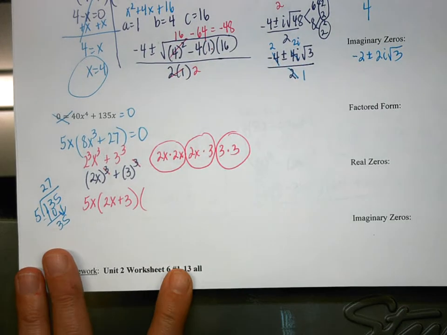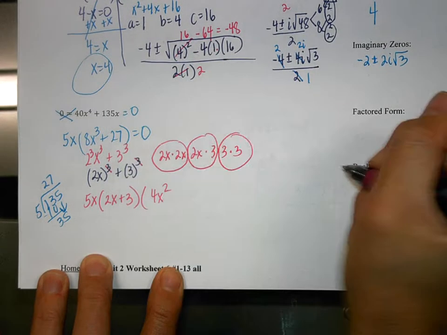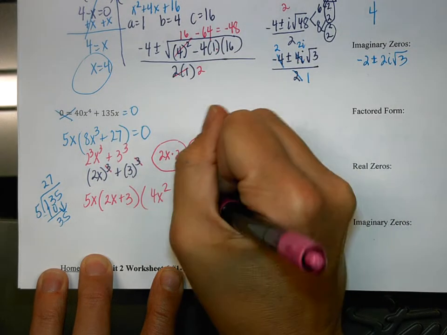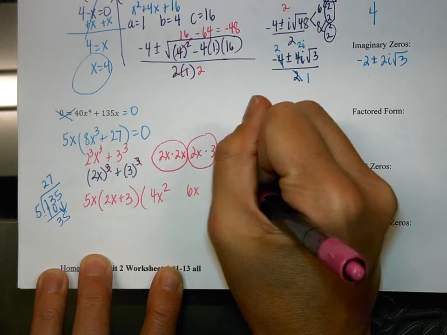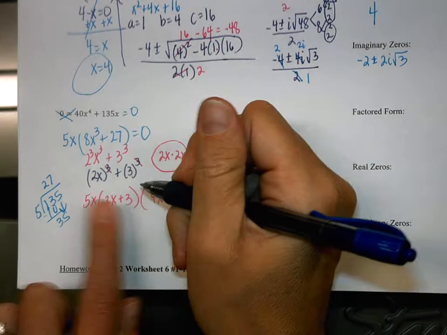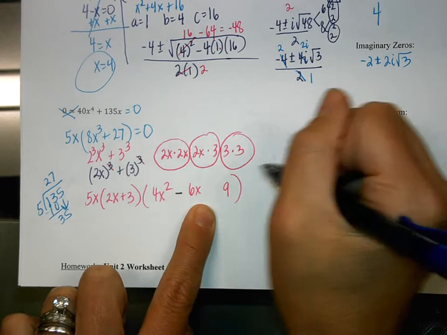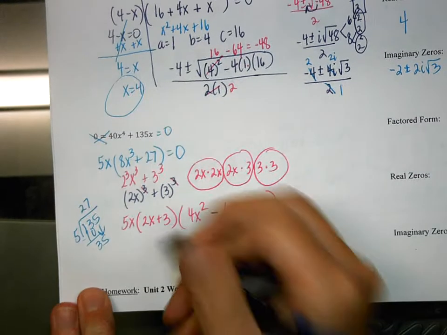We multiply those out. 2x times 2x is 4x squared. 2x times 3 is 6x, and 3 times 3 is 9. Using SOAP: same, opposite, always positive. Set the factors equal to 0.